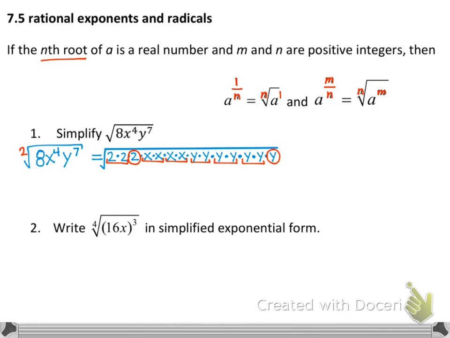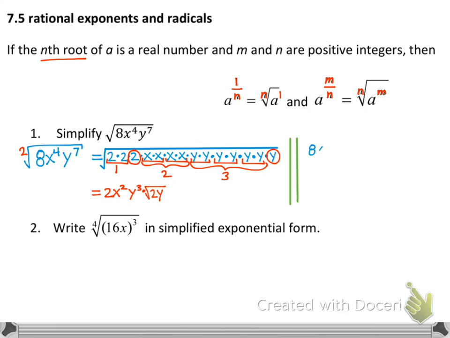So what you can see then is from the three 2's, we have one pair of 2's, we have 2 pairs of the x's, and we have 3 pairs of y. However, we have the 2 left over and the y left over. So we pull out a pair of 2's, we pull out the 2 pairs of x's, we pull out the 3 pairs of y, and we're left with a 2 and a y under the radical.